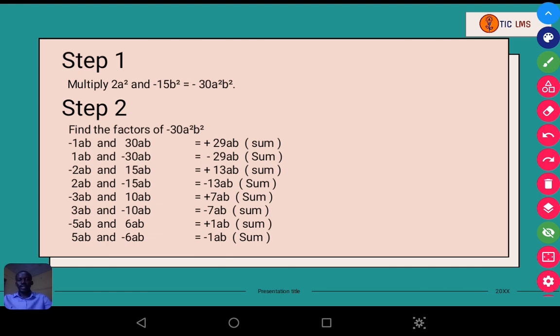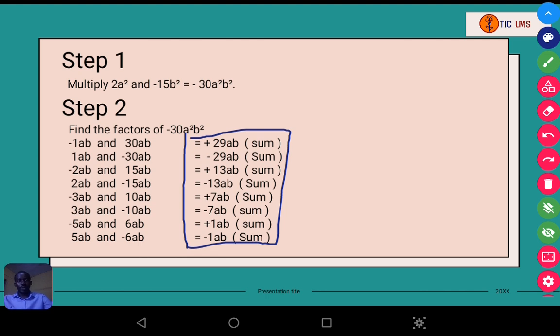Step 2, find the factors of the term, negative 30a squared b squared. Now the factors of 30, you can begin with the smallest number, which is 1. So we have 1 multiplied by 30, 2 multiplied by 15, 3 multiplied by 10, 5 multiplied by 6. Now these are the factors of 30. But take note that you have it as negative 30. So it means that you have to attach a negative to either of a pair of the factors.